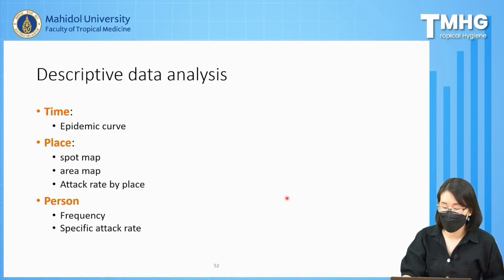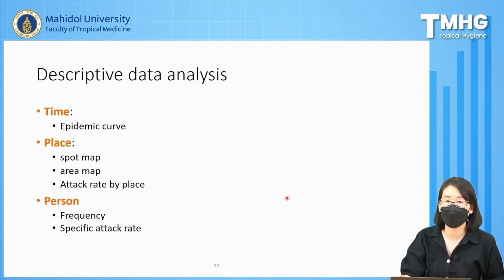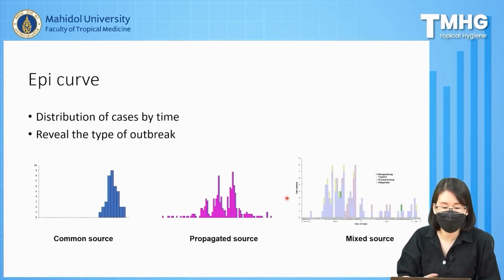Frequency or a specific attack rate. Okay, so you may have to review a bit about the difference between frequency and specific attack rate. For the epi curve, it's the distribution of cases by time, right? Review the types of outbreak that we already talked about: common source, propagated source, and mixed source, right?